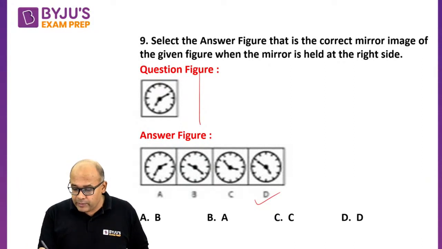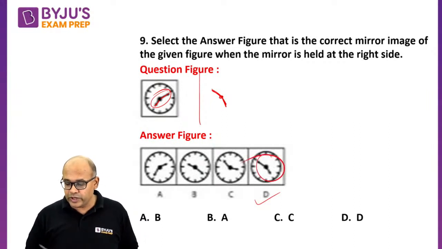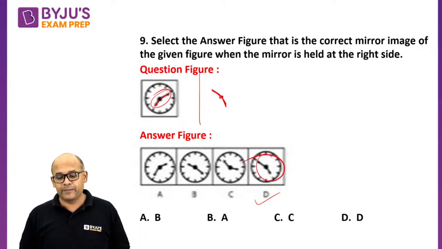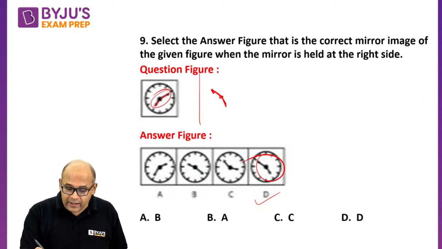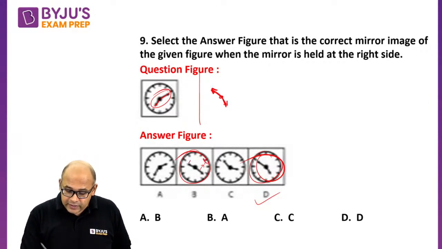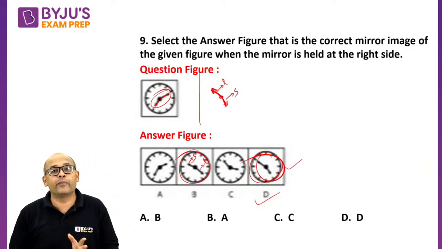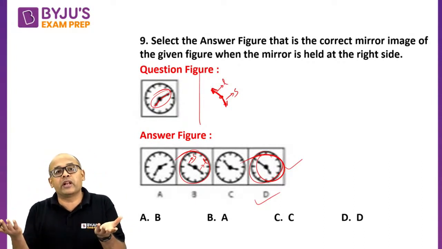So if you try to draw an image, the circle and all will remain the same. It's only the hands that matter. So this mirror image will be like this, and this mirror image will be in this way. So you need a hand this side and this side, which is there only in your option number D. This will be the longer hand, this will be the shorter hand. If you notice, D and B look similar, but actually in B, this is long and this is short, whereas you want this to be long and this to be short. That is the reason why D is correct.